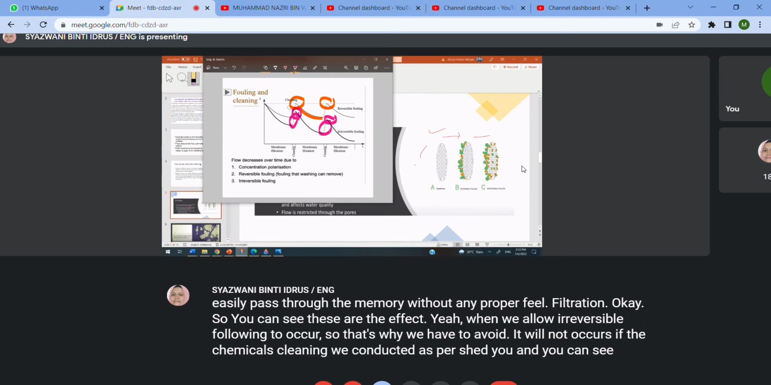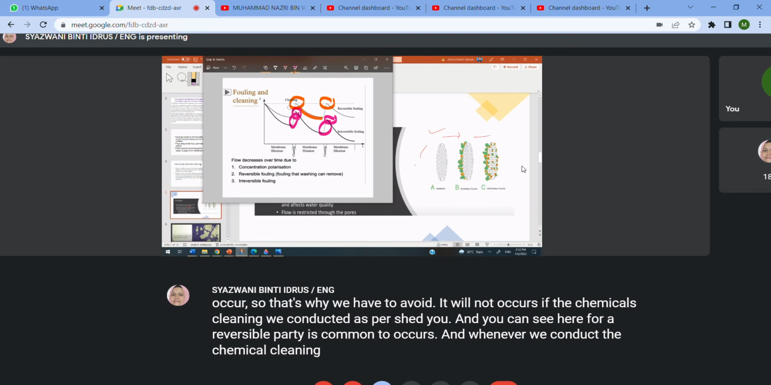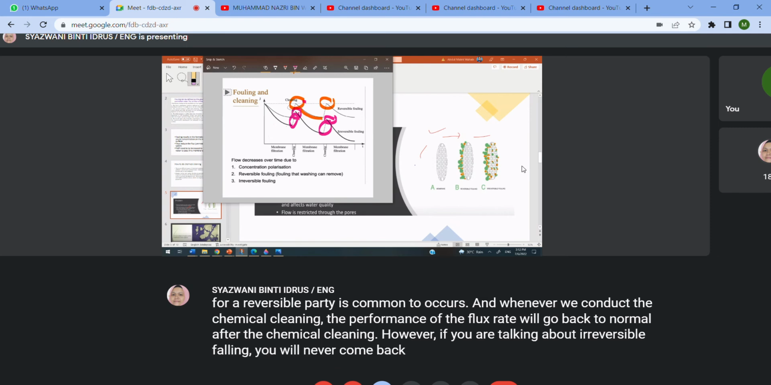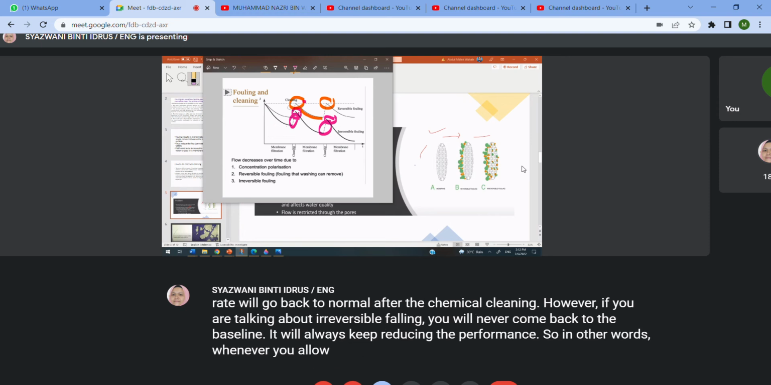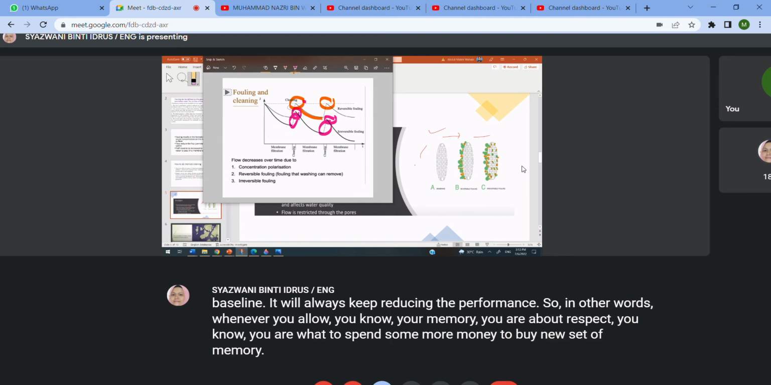You can see for reversible fouling is common to occur, and whenever we conduct the chemical cleaning, the performance of the flux rate will go back to normal after the chemical cleaning. However, if you are talking about irreversible fouling, it will never come back to the baseline. It will always keep reducing the performance. So in other words, whenever you allow the irreversible fouling to occur on your membrane, you are about to spend some more money to buy a new set of membrane. That's why this is not a good story lah.